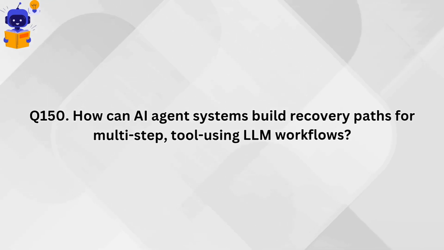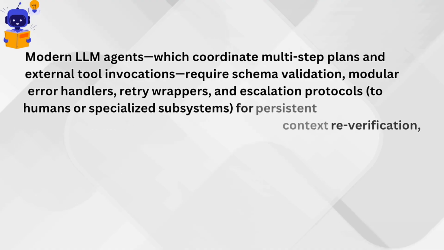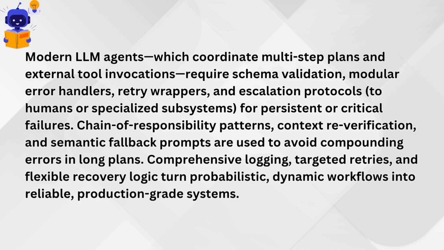How can AI agent systems build recovery paths for multi-step, tool-using LLM workflows? Modern LLM agents, which coordinate multi-step plans and external tool invocations, require schema validation, modular error handlers, retry wrappers, and escalation protocols to humans or specialized subsystems for persistent or critical failures. Chain of responsibility patterns, context re-verification, and semantic fallback prompts are used to avoid compounding errors in long plans. Comprehensive logging, targeted retries, and flexible recovery logic turn probabilistic, dynamic workflows into reliable, production-grade systems.